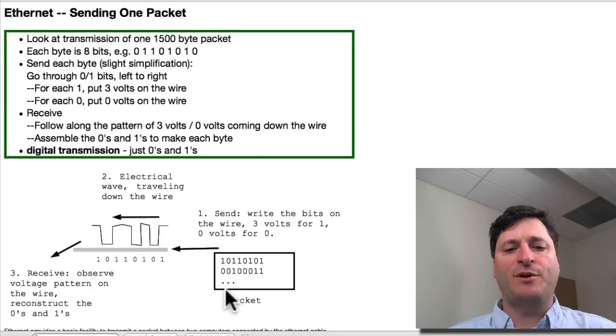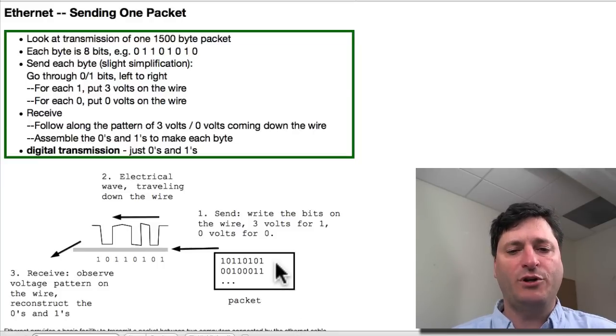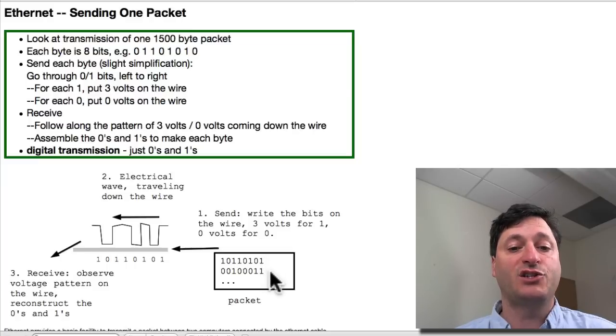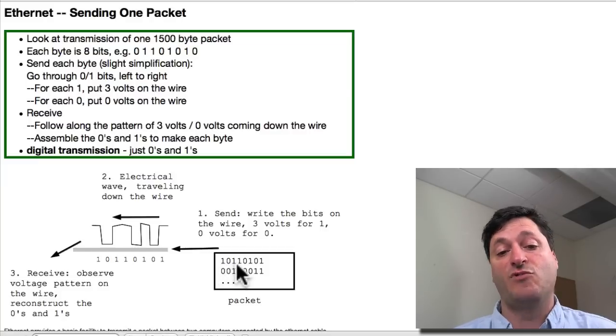I want to look at the case very specifically of Ethernet sending one packet. I'm going to start on the right-hand side here of my drawing. So let's say I've got computer one, and you've got this packet. If we were to look inside of it, basically it's a series of bytes, where each byte is a series of 8 zeros and ones. The way you can think of it is the sending computer just reads through the first byte here, and there's a pattern of ones and zeros.